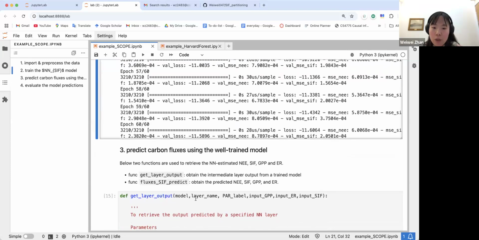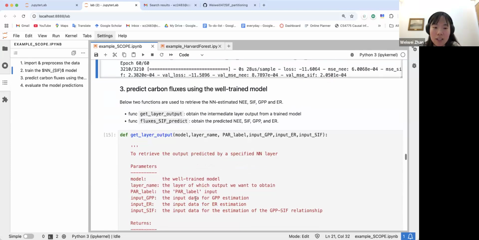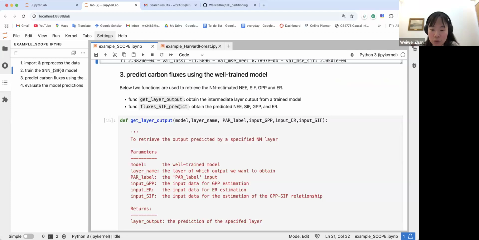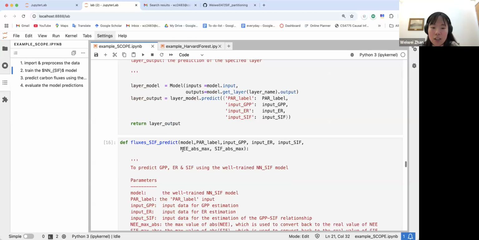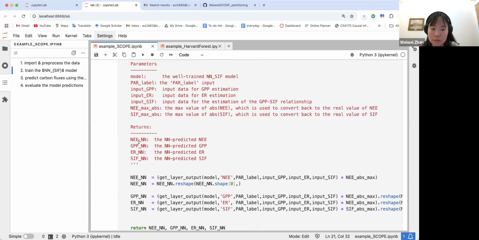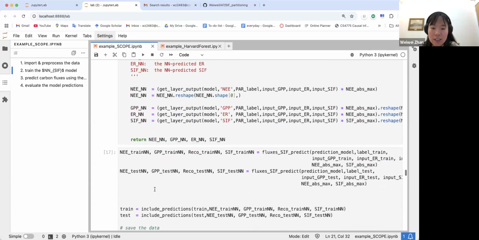And from this point, we will already get a well-trained model. Then we want to retrieve the outputs or the estimates, including NEE, SIF, GPP, and respiration from the well-trained model. So here we also define two functions. The first one, get layer output, obtains the intermediate layer output from our model. Then we use another function, flux SIF predict, to finally retrieve these four variables we are interested in.